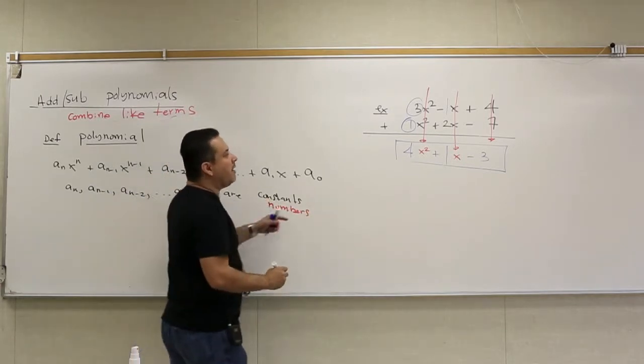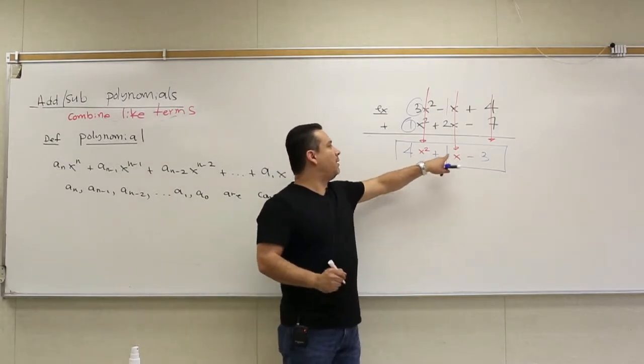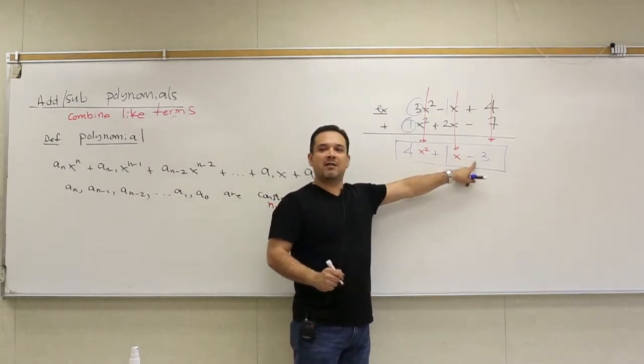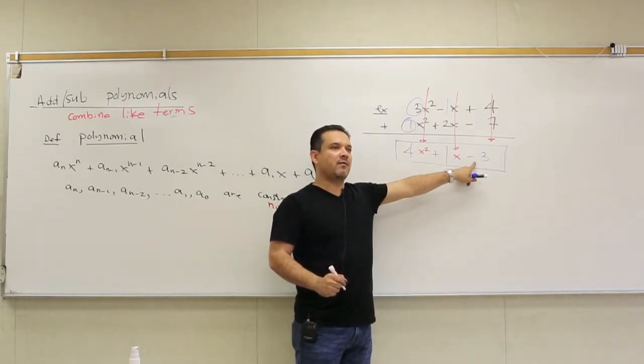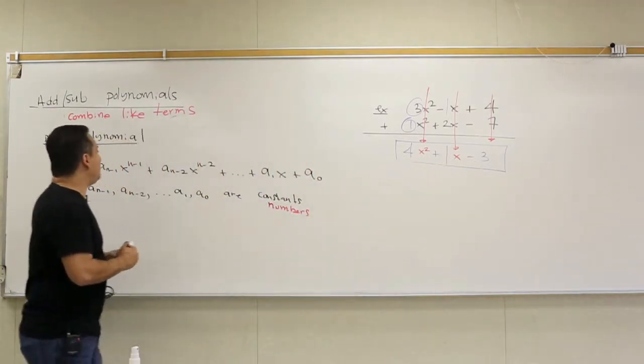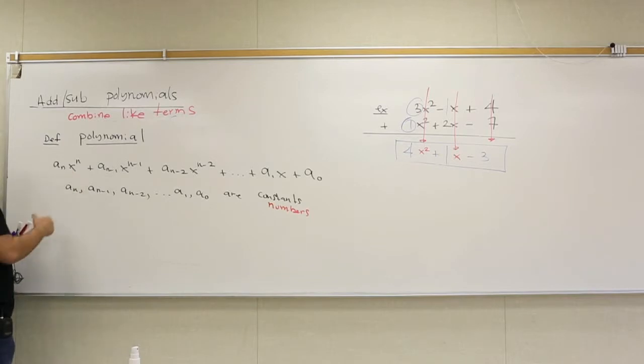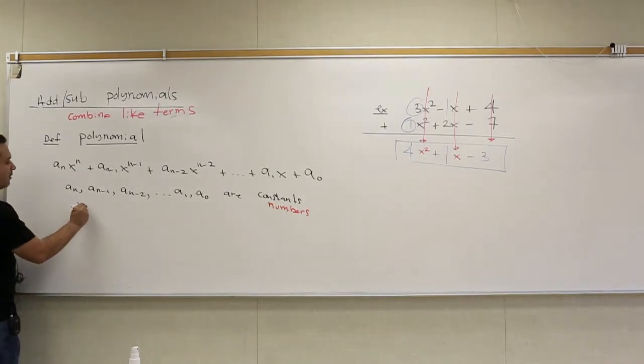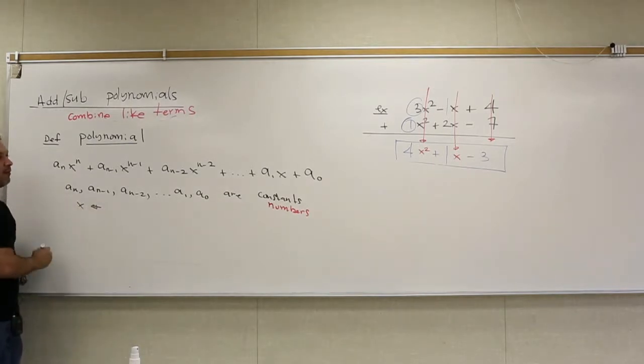In the same way that 4, 1, and negative 3 are what? Constants or numbers. Okay, you see what I'm saying? They're constants. Now, the variable that you have here is what? X. So we have our variable x. So this is a polynomial in terms of the variable x.